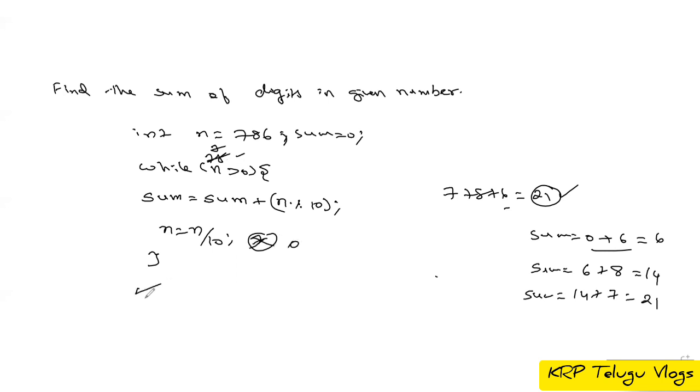Now we can print here. printf the sum of digits is percentage d comma sum. So it will print 21. Is that clear? Yes, sir. Okay, note down this.